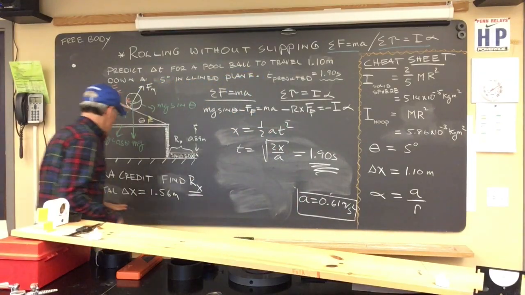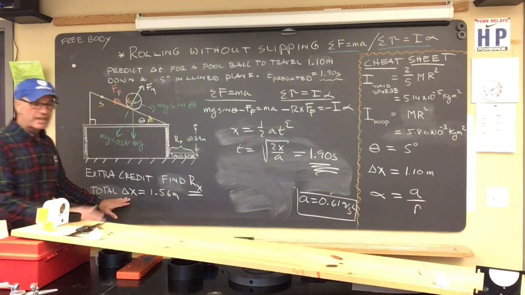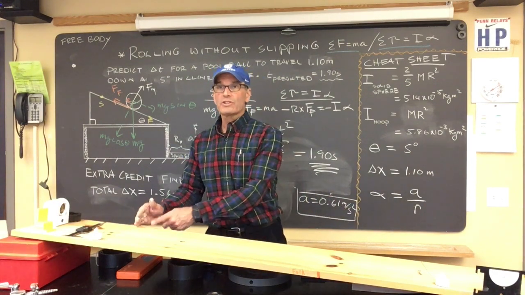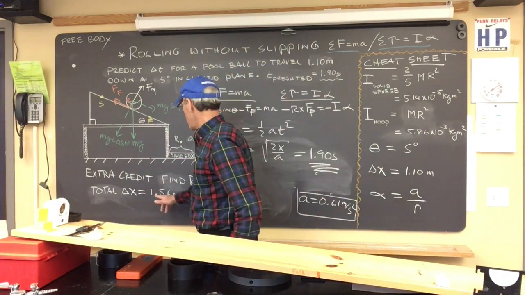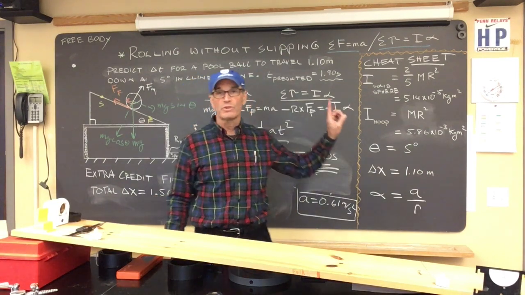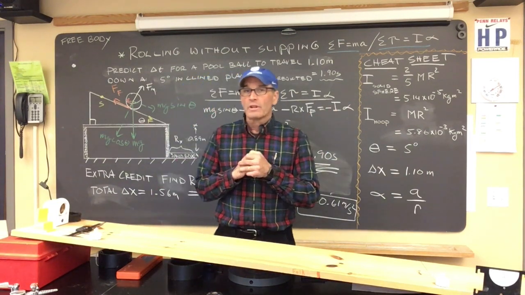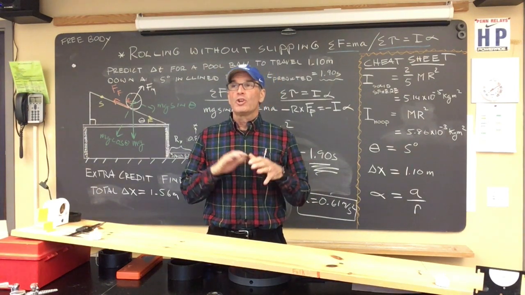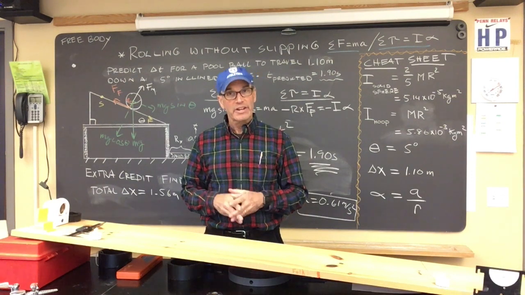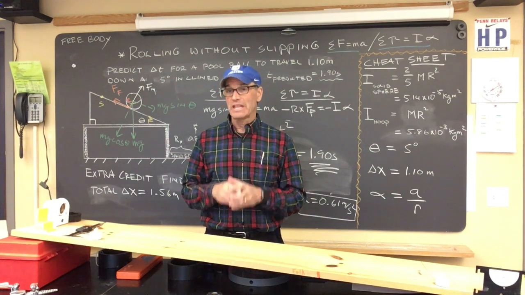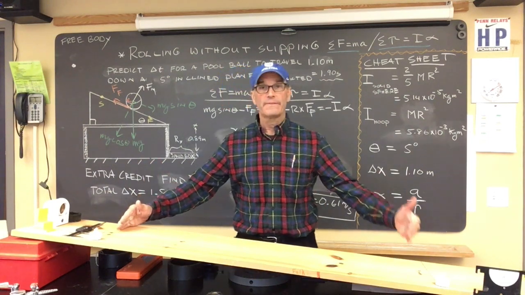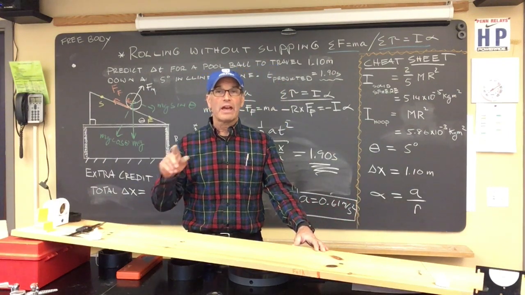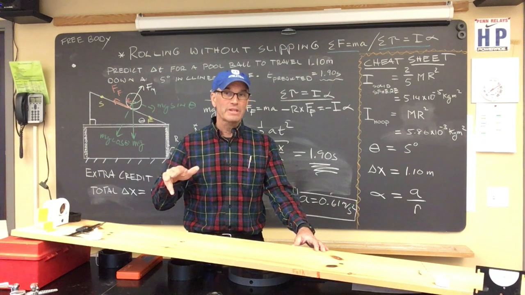All right. The total distance that it's going to travel down the board, okay, so for the extra credit, you need to know that. This is going to travel a total distance of 1.56 meters, as opposed to the 1.1 meters. All right, that's extra credit number one, because I have a second one. Use conservation of energy to predict the time it takes to go from start to finish through a distance of 1.1 meters. Use conservation of energy.